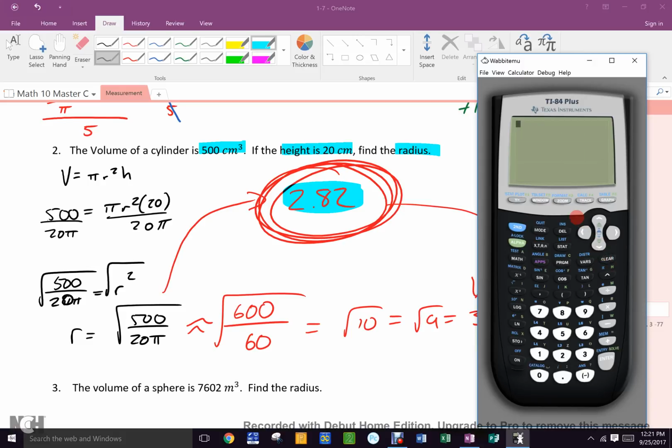So the easiest way to do this is not to try to do it all at once. The easiest way to do this is to start in the middle. So what math is happening there? 500 divided by 20 pi, yes? Somewhere in there I need brackets. Where?